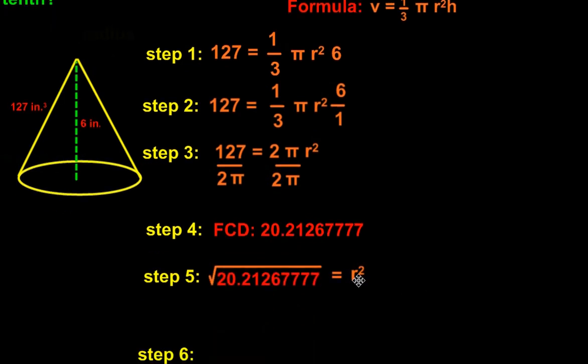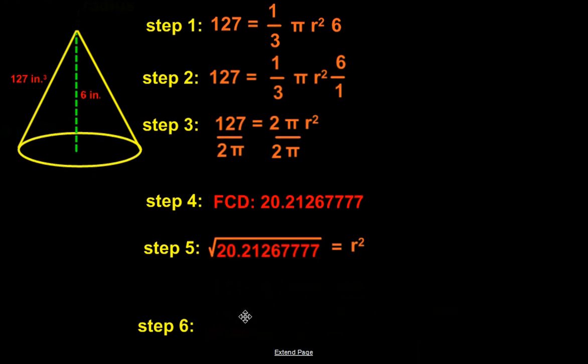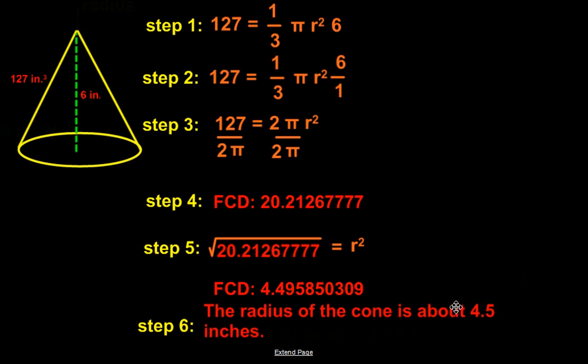We then, in order to find out what r is, we have to take the square root of that number, which gives us a full calculator display of 4.495850309. And knowing that we need to round to the nearest tenth, the 9 is going to bump the 4 up to a 5. So we can say the radius of the cone is about 4.5 inches.